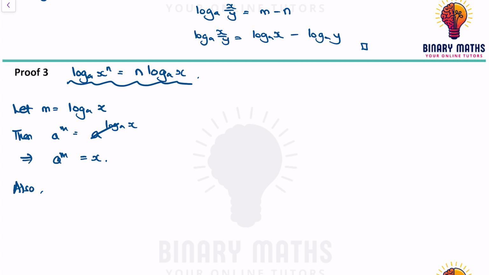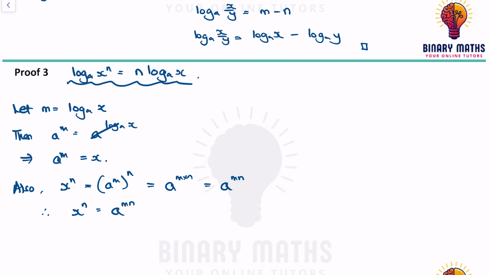Also, x to the power of n will be a to the power of m, to the power of n, which is just a to the power of m times n, which is a to the power of mn. Therefore, x to the n is equal to a to the power of mn.